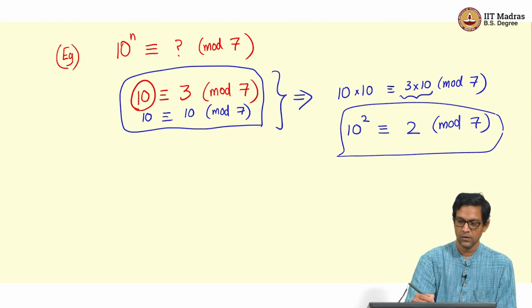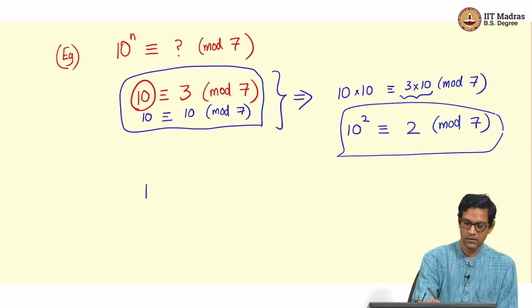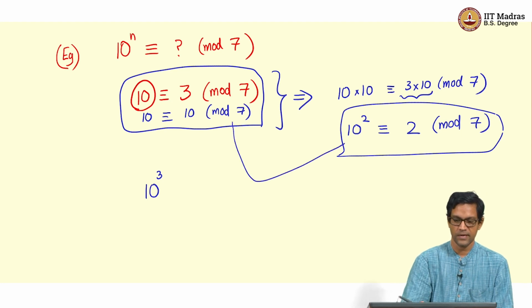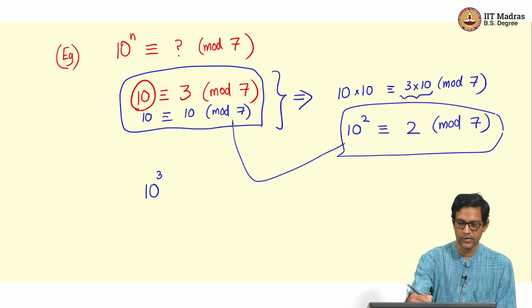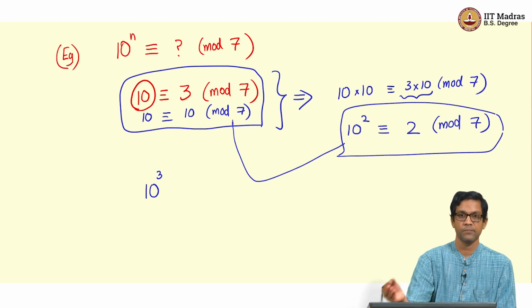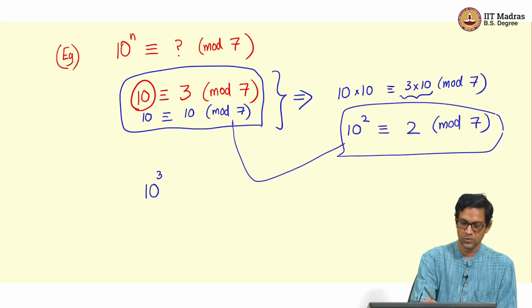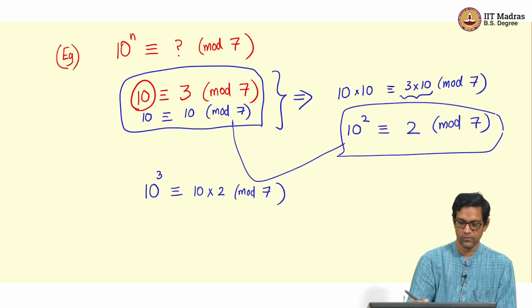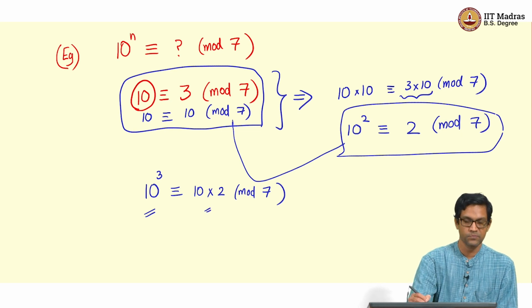Now, we can keep going this way. If I want to figure out what 10 cubed is congruent to, I take the previous congruence and look at this last one, 10 is congruent to 10. So, I can multiply both sides of the congruence by 10. So 10 cubed becomes congruent to 10 into 2 mod 7, again by the same logic as before. And now instead of trying to figure out what 1000 is congruent to, I have a much simpler problem. I just have to figure out what 20 is congruent to mod 7, and 20 is of course 6.